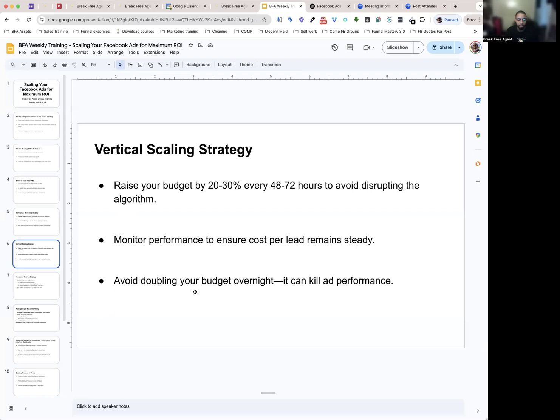Now, avoid doubling your budget overnight. This is just like I said, it will kill your ad performance. If you try to go from 10 to 20 or 20 to 40 in one night, it's going to kill the algorithm, and it's going to restart everything. So it's going to be like starting from scratch. So please do not do that.